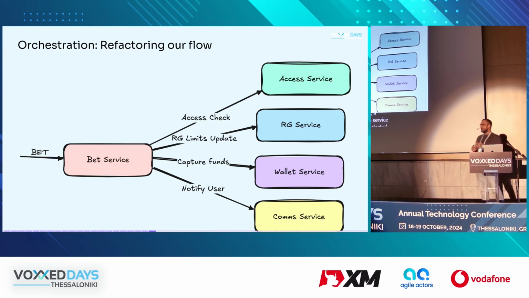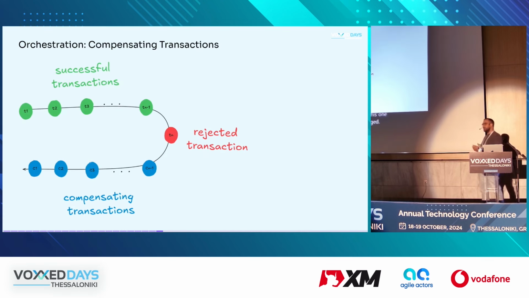It was in this iteration that we most felt the lack of local transactions, of ACID properties. What happened? These two, the request to our RG service and the one to our wallet, were the two state-changing requests. So what happens if this one succeeds, it has its state changed, but this one gets rejected because the user has no balance? This is where the concept of compensating transactions comes in handy.